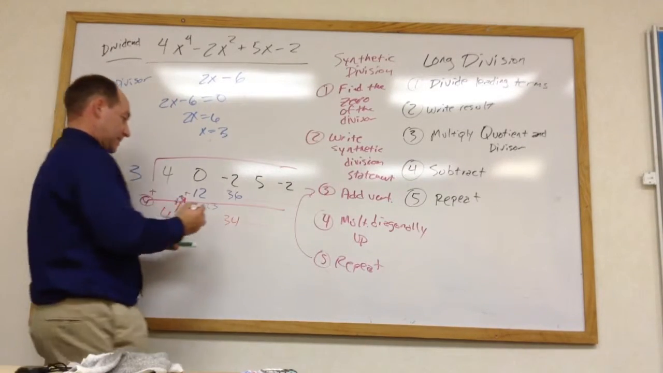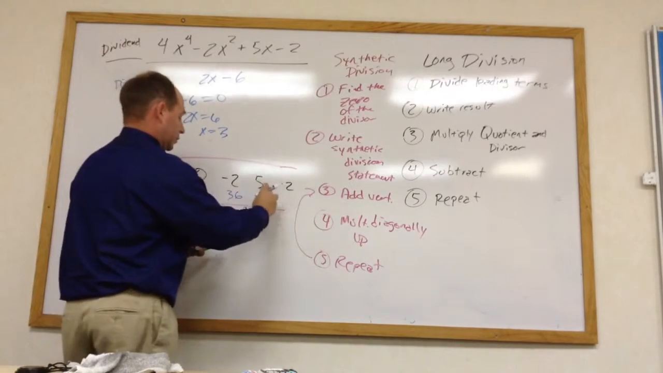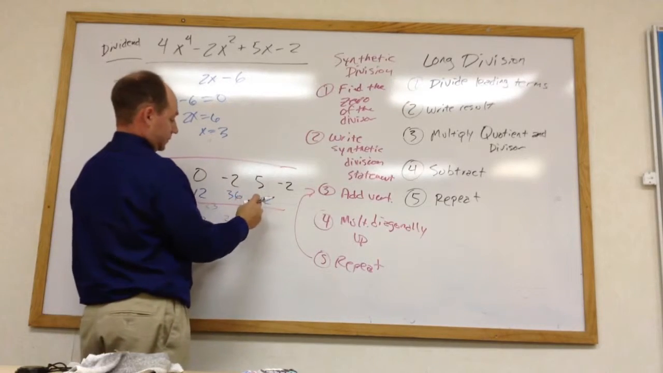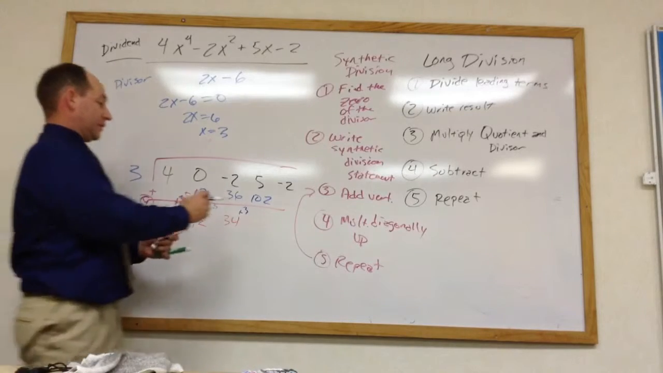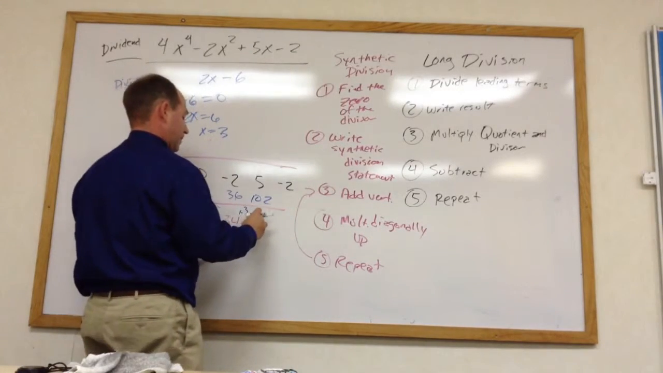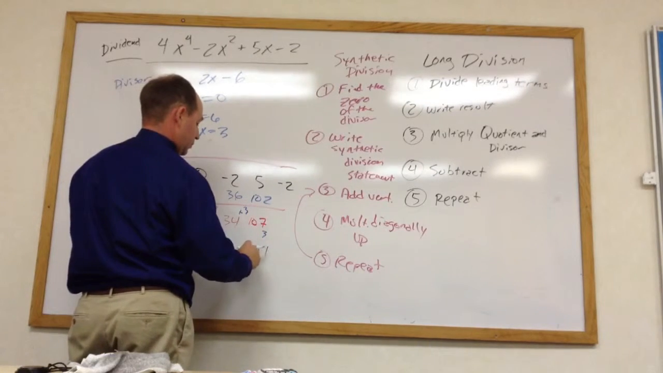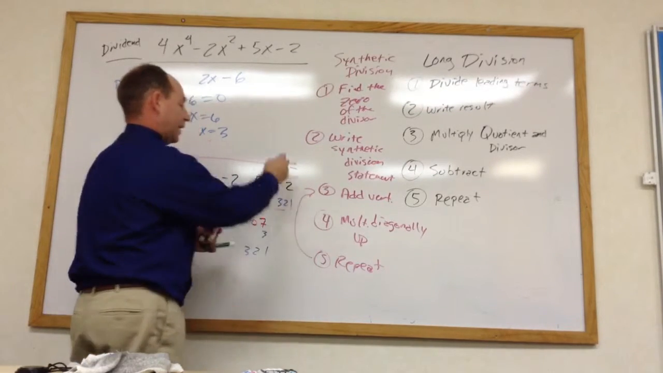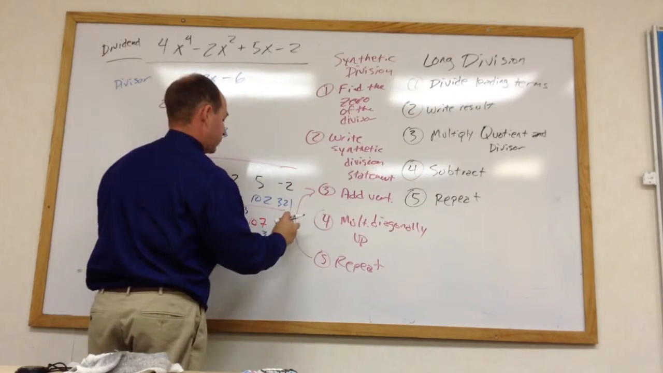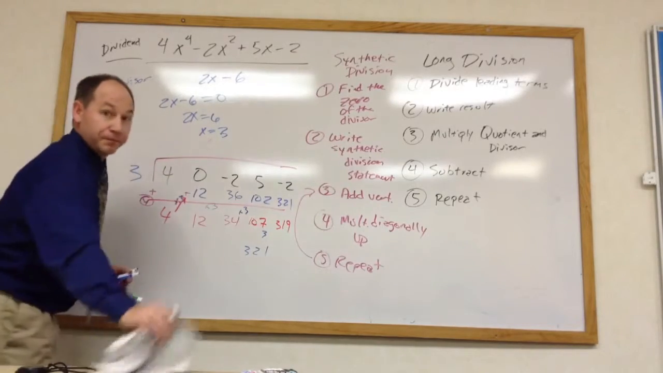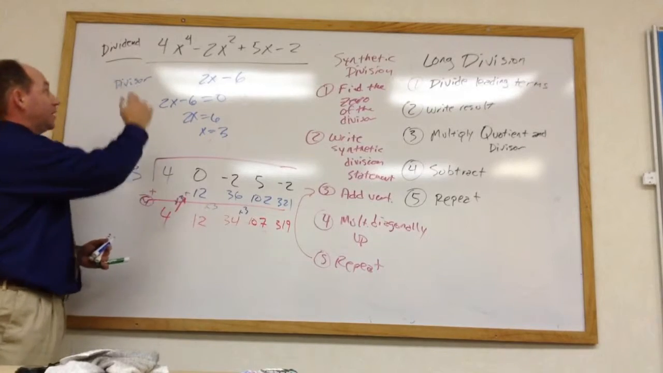34 times 3, that's going to be 2, carry the 1, 9, carry the 1, it's 102. Okay? Add on the way down, we get 107. 107 times 3, 1 carry the 2, 321. Add the negative 9, or excuse me, the negative 2, and we get 319.